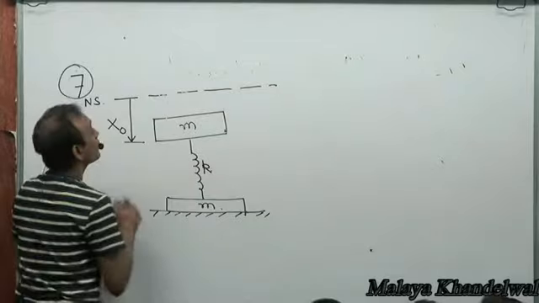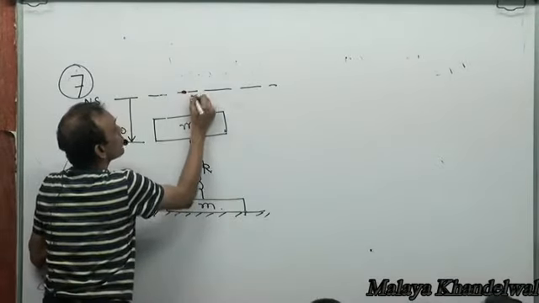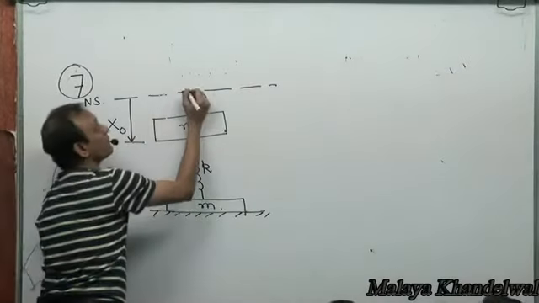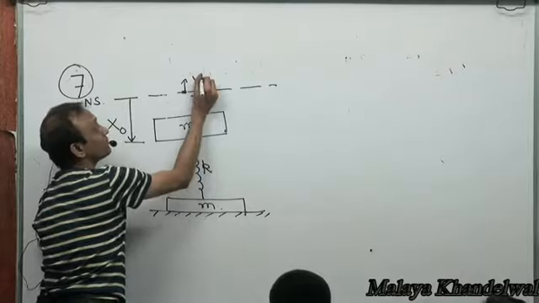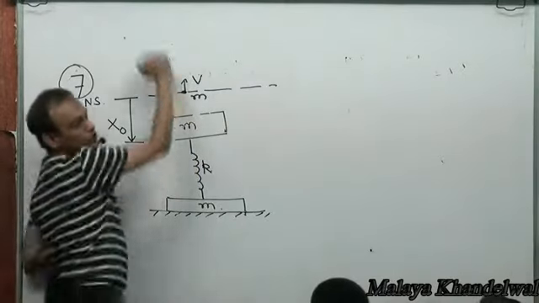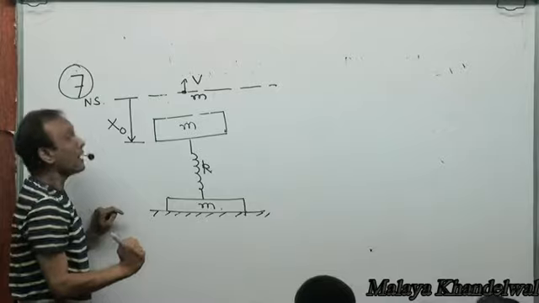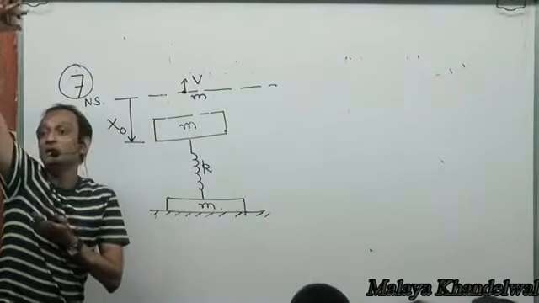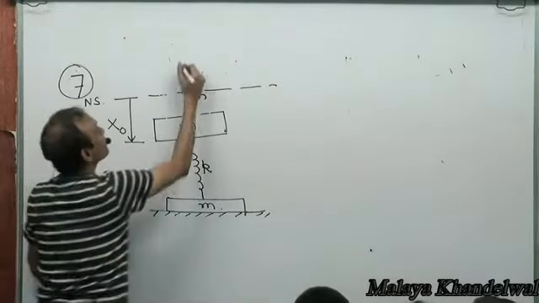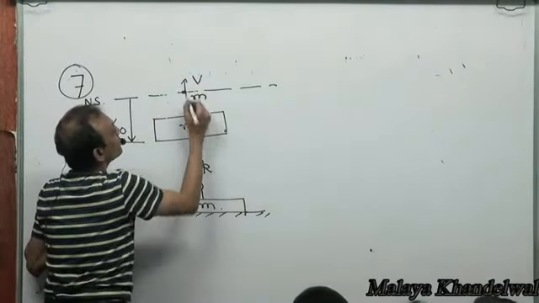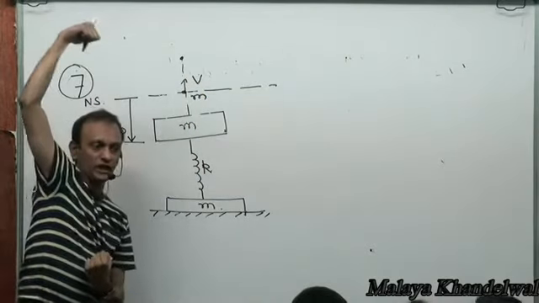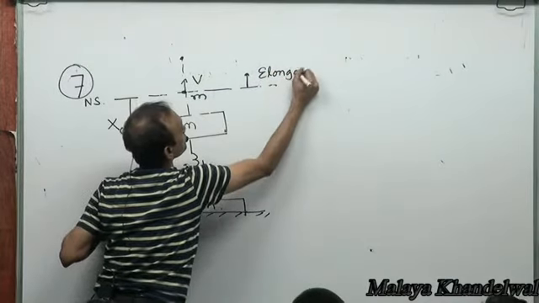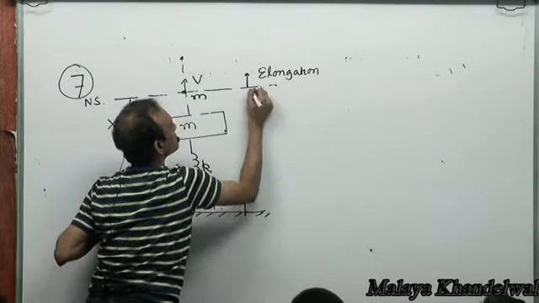Right? Now, once the mass m comes to this point, because of the spring force it would have acquired a velocity v. It'll overshoot this mark, therefore. And once it overshoots this mark, the spring will begin to get elongated. Beyond this point, the spring will get elongated, isn't it? This is the elongation regime. This is the compression regime.